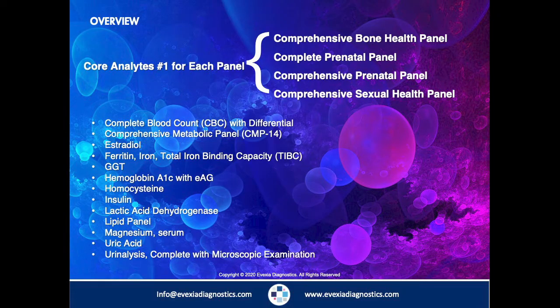Now, each panel in this presentation contains core analytes and tests that you see listed on this slide. So there's the CBC with differential, comprehensive metabolic panel, estradiol, ferritin, iron and total iron binding capacity, GGT, hemoglobin A1c with the average glucose, homocysteine, insulin, lactic acid dehydrogenase, the lipid panel, serum magnesium, uric acid, and a urinalysis that's complete with microscopic examination. So let's take a look at these analytes and tests individually.